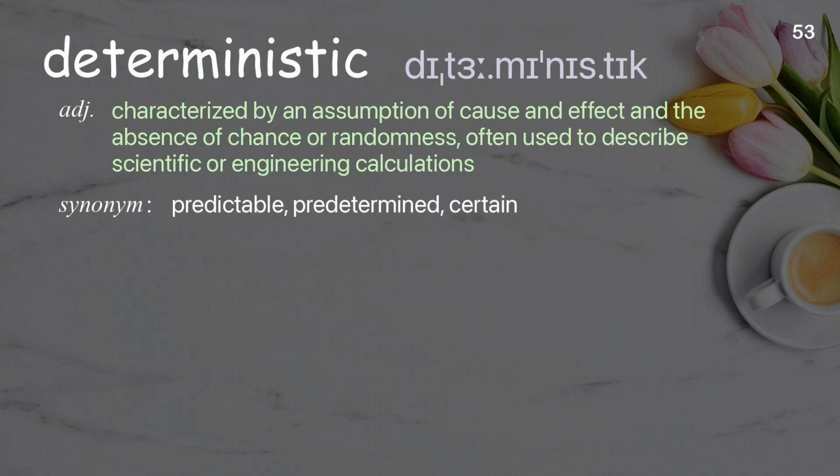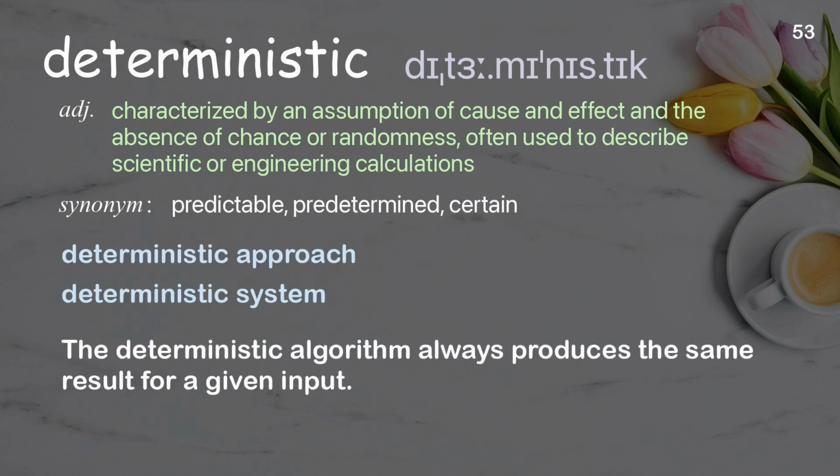Deterministic. Characterized by an assumption of cause and effect and the absence of chance or randomness, often used to describe scientific or engineering calculations. Examples: Deterministic approach. Deterministic system. The deterministic algorithm always produces the same result for a given input.